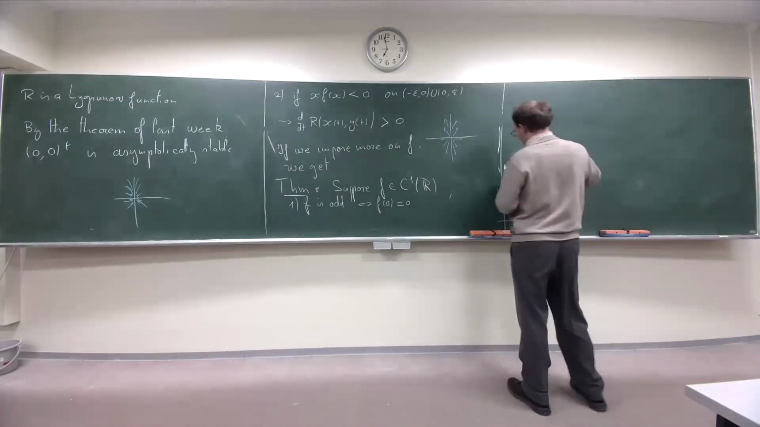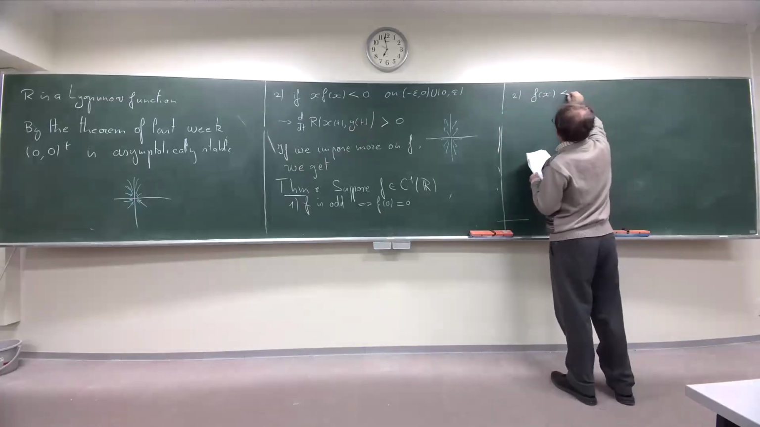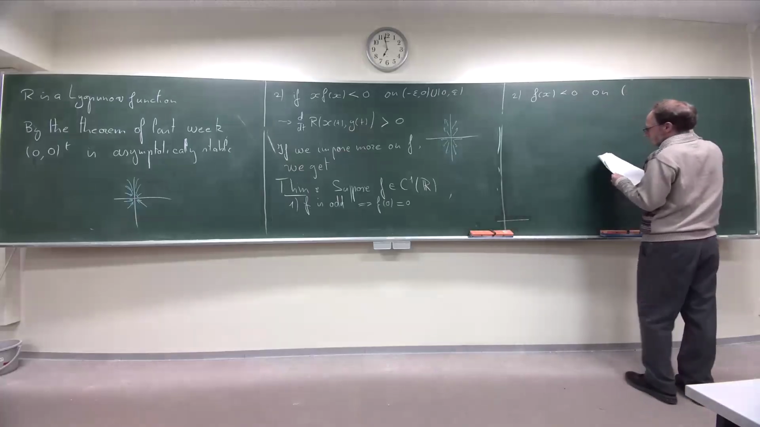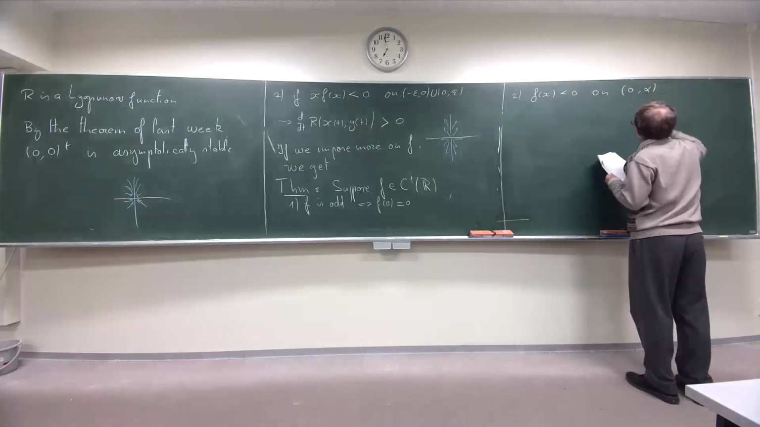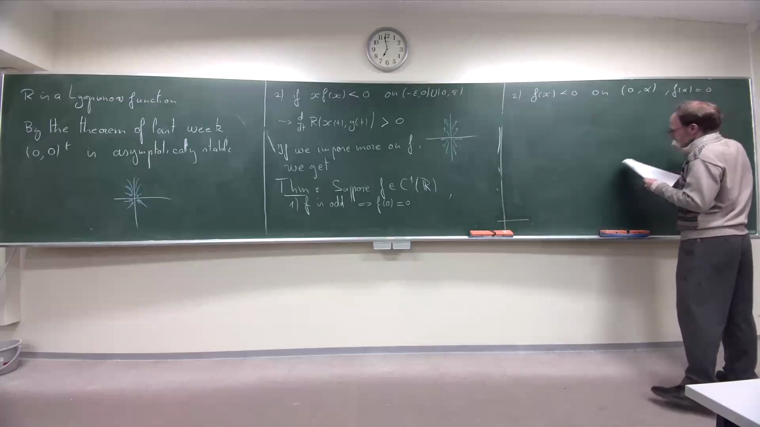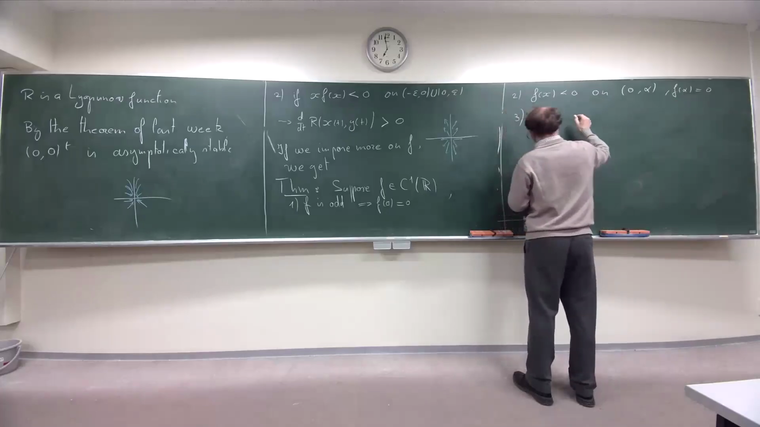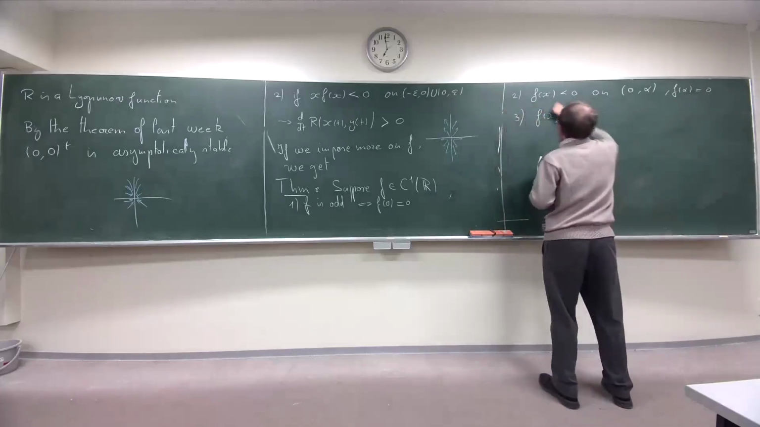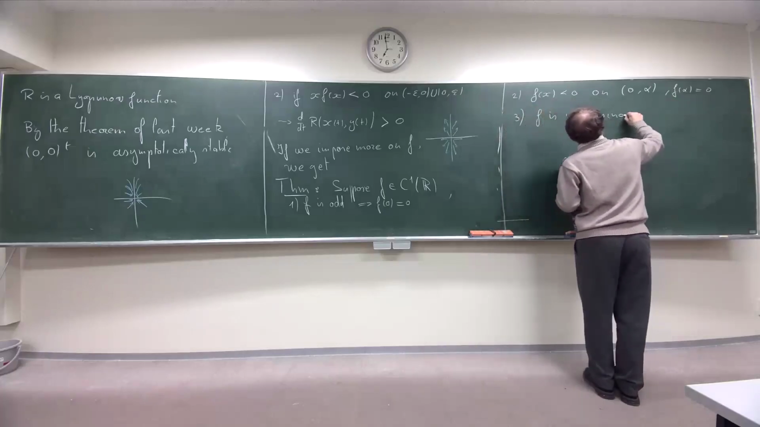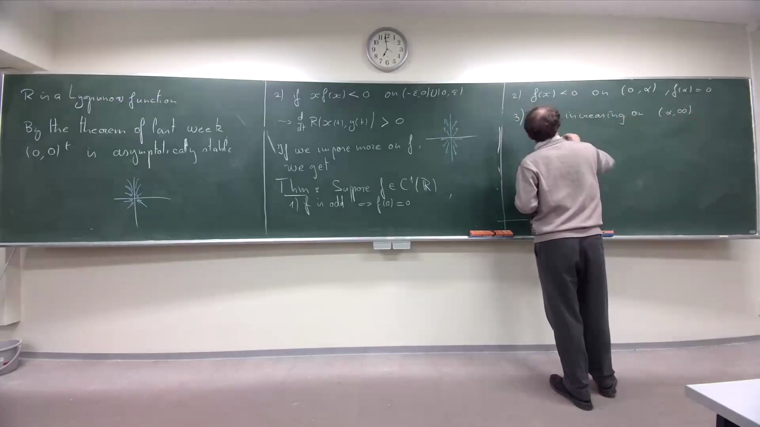I also impose that f of x is strictly smaller than 0 on an interval (0, alpha), and f of alpha is equal to 0. And the third condition is that f, more precisely, is increasing on (alpha, infinity), and its limit, it really goes to infinity.